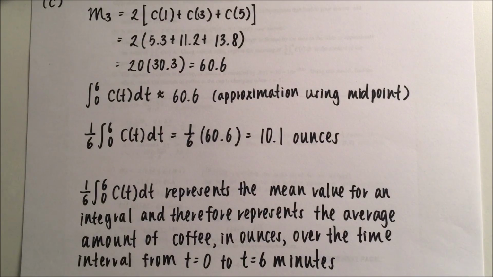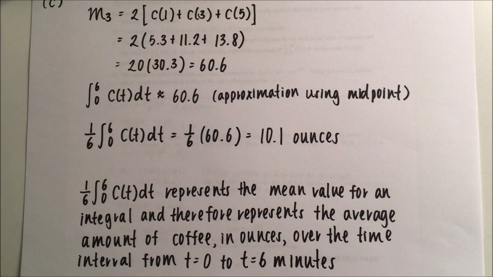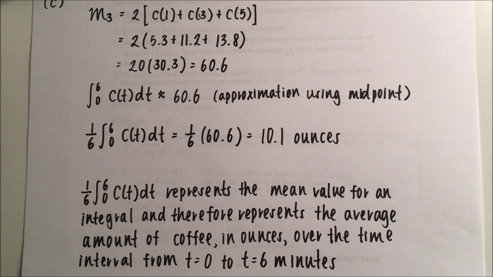To determine the meaning of this expression, you need to recognize that it represents the mean value of an integral. Therefore, in this question, it represents the average amount of coffee in ounces over the specified time interval from 0 to 6 minutes. Remember to be as specific as possible when writing out this answer, especially of the units of the integral and the time interval given by this problem.